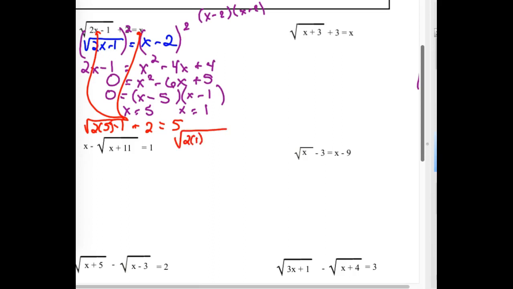If we try plugging a 1 in, we have 2 times 1 minus 1 under a square root plus 2, and it's supposed to equal a 1. Inside the square root, we have 2 minus 1, that's 1. Square rooting 1 is 1. 1 plus 2 does not equal 1. So this does not work, which means the x equals 1 is extraneous. We would not include it in our answer. My only solution would be the 5.